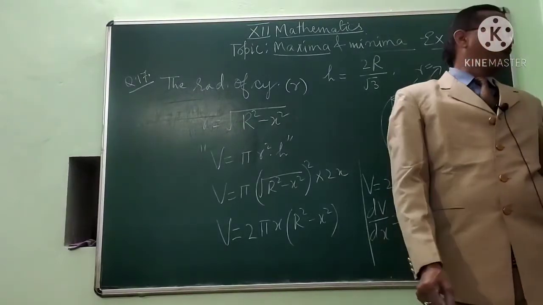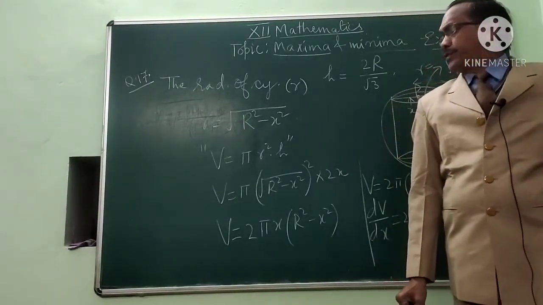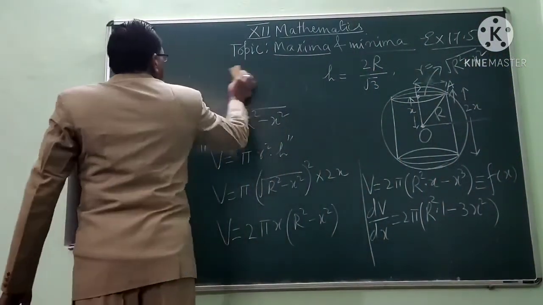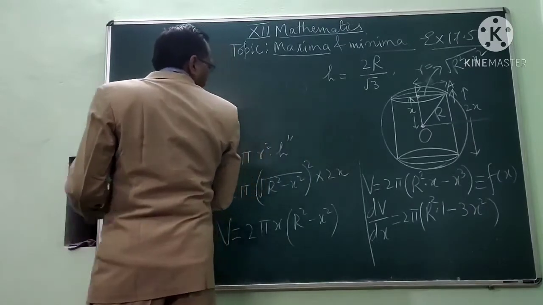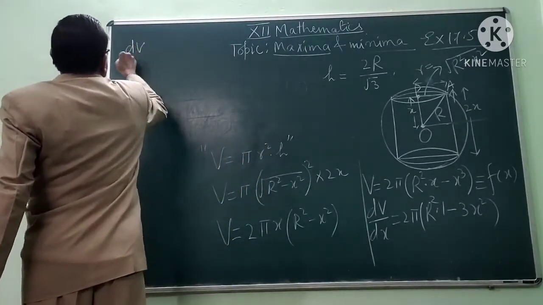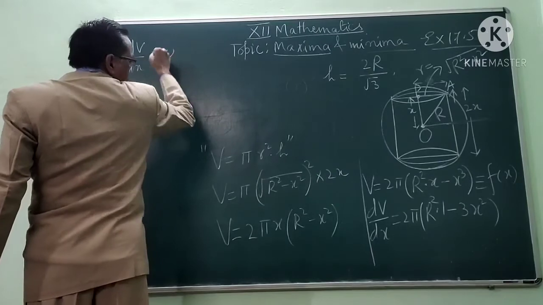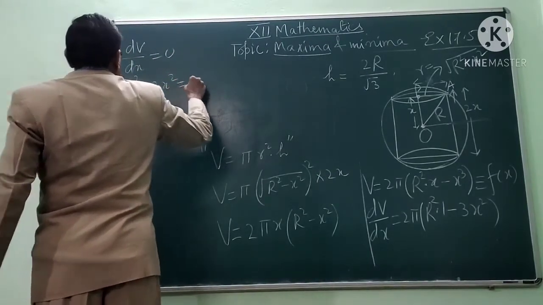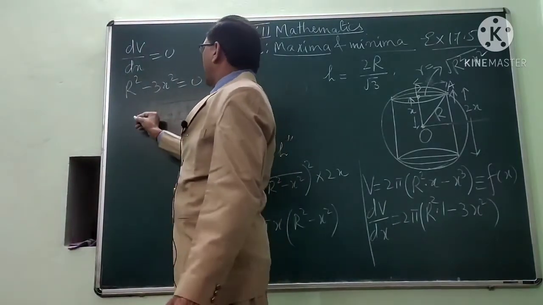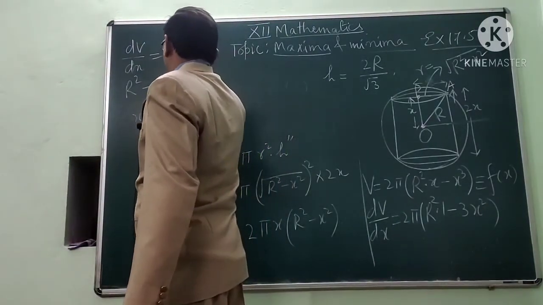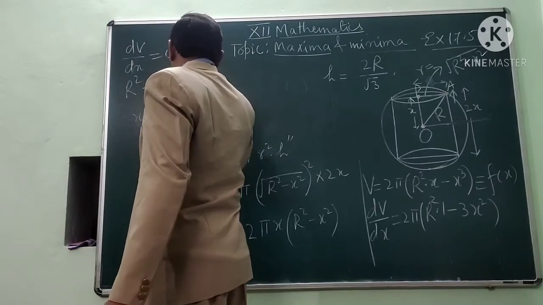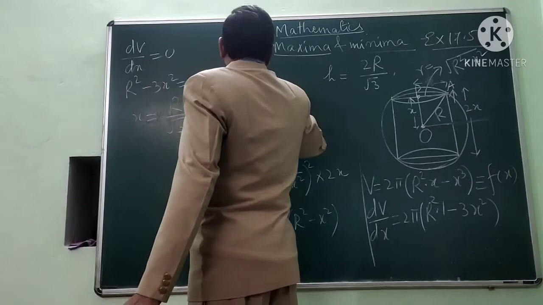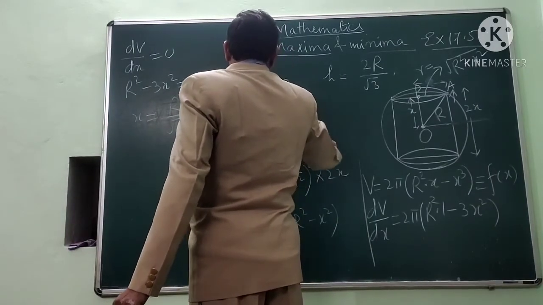Since the first order derivative is 0, therefore we get dV over dx equal to 0. That gives r square minus 3x square equals 0. From this we get the value of x. It is r upon root 3. And height h equals 2x. So it is 2r upon root 3. This part is proved here.